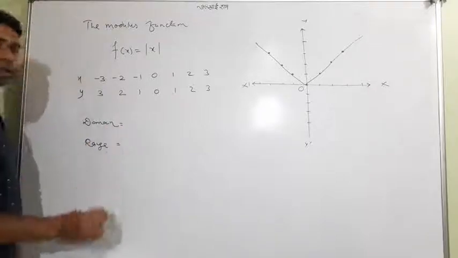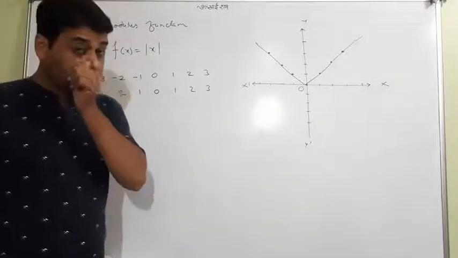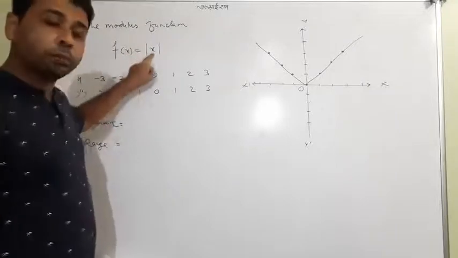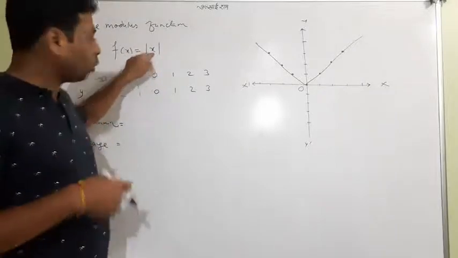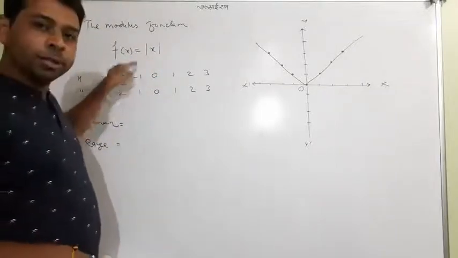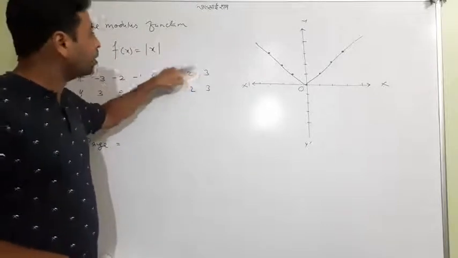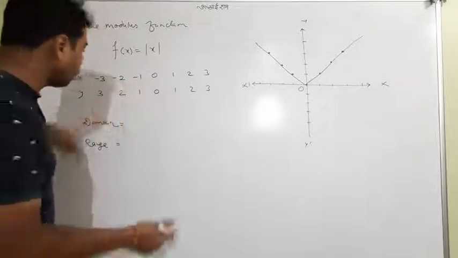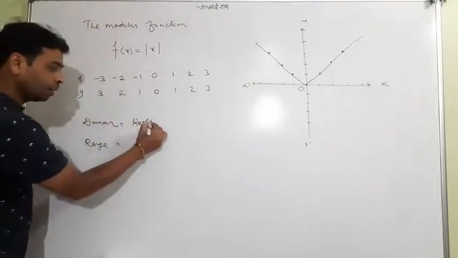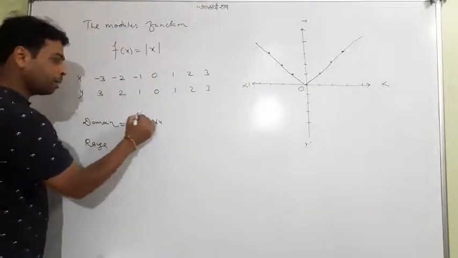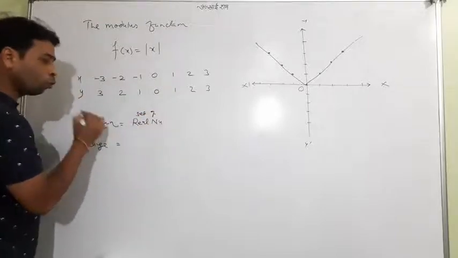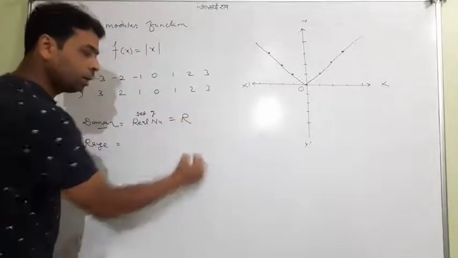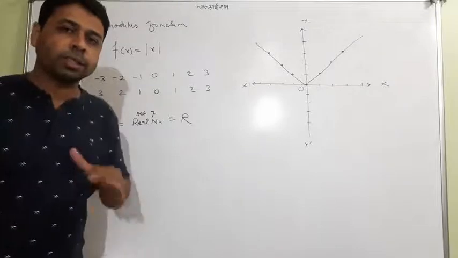So what is a domain? First question, what is a domain? The set of x. What can you put instead of x? You can put a negative number instead of x. You can put a positive number instead of x. You can also put 0. So what are you putting? You are putting all the real numbers. So the set of real numbers is the domain, which is shortly called R.